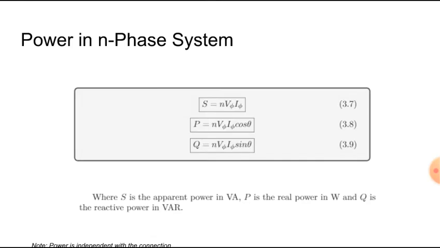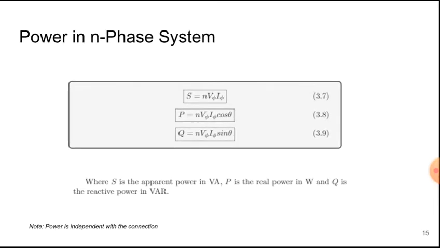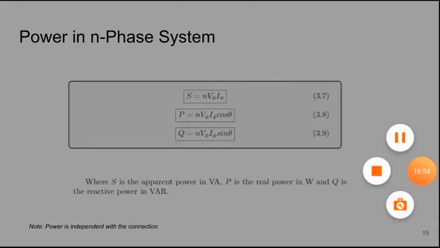How about the power in a polyphase system? The power in a polyphase system is simple, because power is not dependent on the connection. Whatever the connection is, it's still equal to the same formula. It's equal to the total power consumed by each phase. So the total apparent power is you just multiply the number of phases times the apparent power for each phase, as well as the real power and the reactive power.